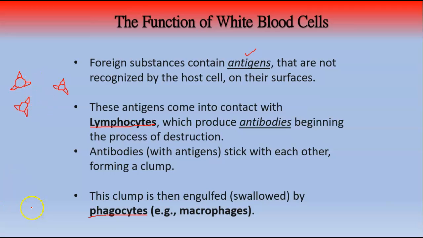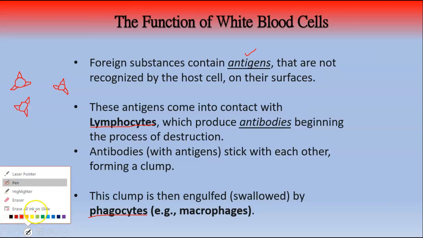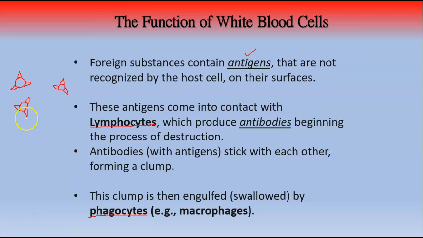Now these foreign cells have foreign antigens on the surface that the body's immune system recognizes as being invasive. So what would happen is that after the antigens are recognized as foreign, the B lymphocytes would secrete or produce antibodies that are able to begin the process of destruction. The antibodies would bind to the antigens.